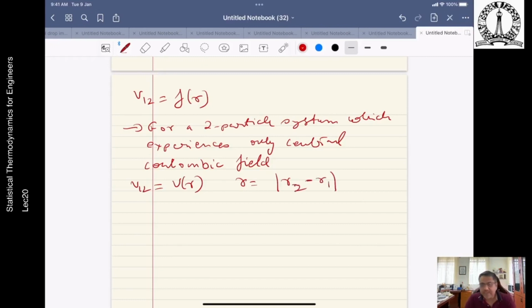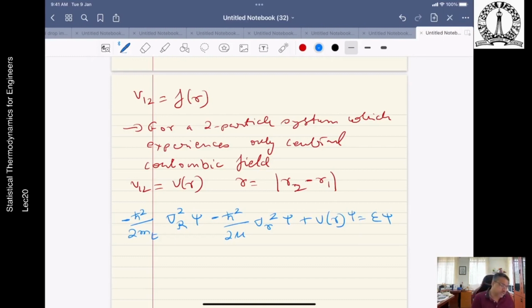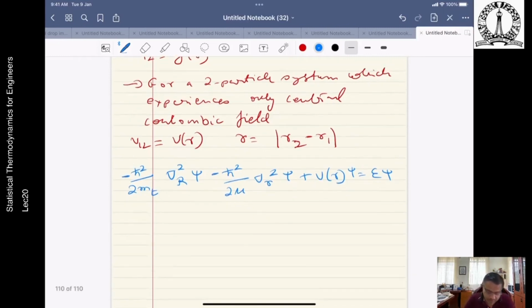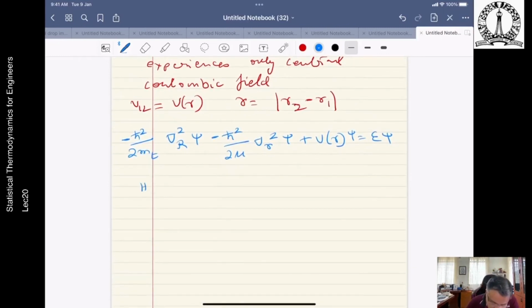Okay. And the wave function can be written as, this is the total mass, if you recall. This is the Laplace operator, 2 mu, V(R) psi equals epsilon psi. So this is the steady-state version of the Schrodinger's wave equation, and the Hamiltonian operator we already know. Okay.